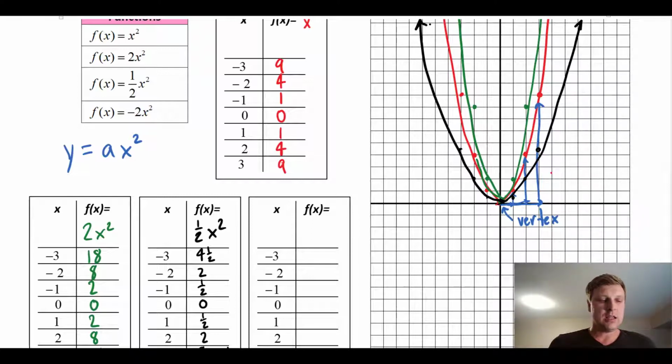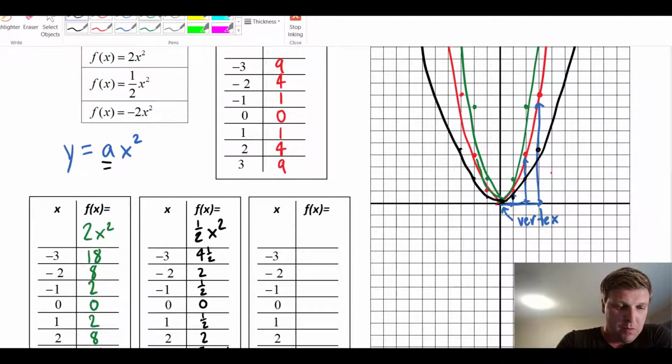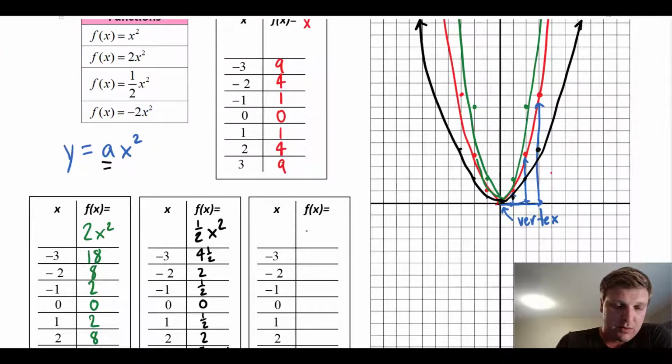So already we can see that just by varying that a value, we're going to get different forms of that parabola. And what a seems to be affecting is the width, the steepness of the parabola. The last one we're going to do here is, let's do f of x equals negative 2x squared.